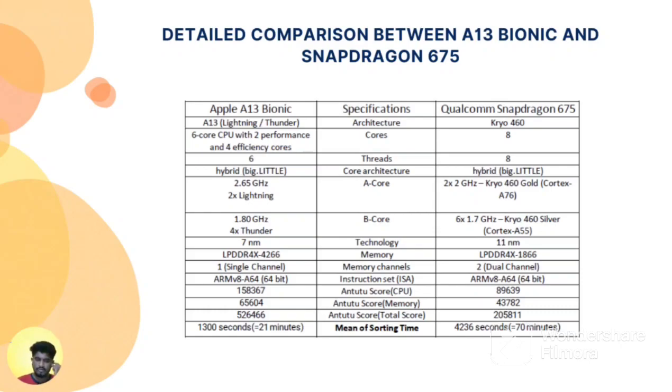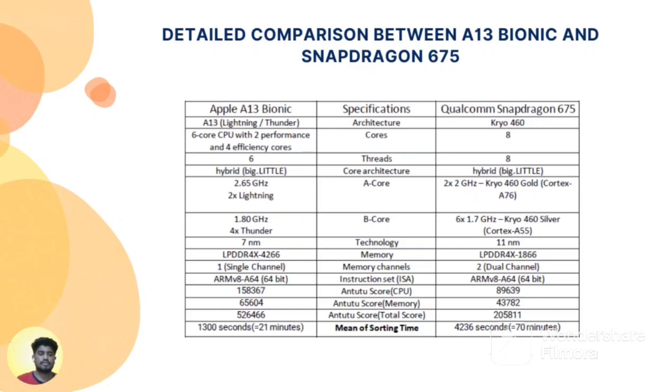The technology used is 7 nanometer technology in the A13 Bionic chip and 11 nanometers in Qualcomm Snapdragon 675. We have the same instruction set, but the Antutu scores for CPU, memory and overall are greater in the A13 Bionic chip, as it is one of the flagships and was the latest at its age. But Snapdragon 675 is just an efficient alternative.